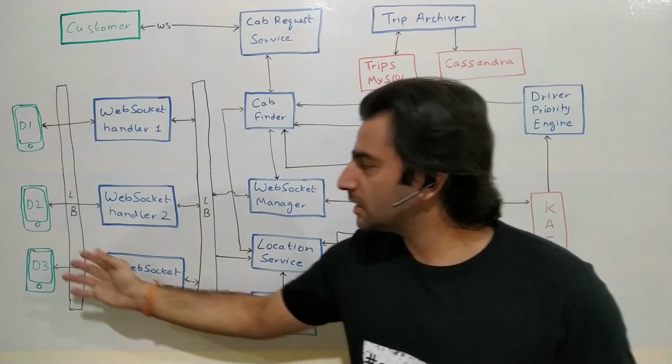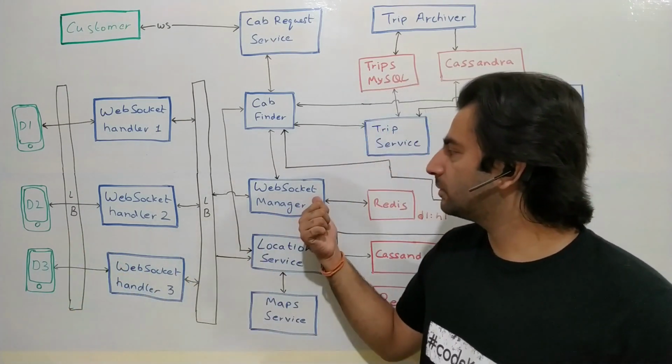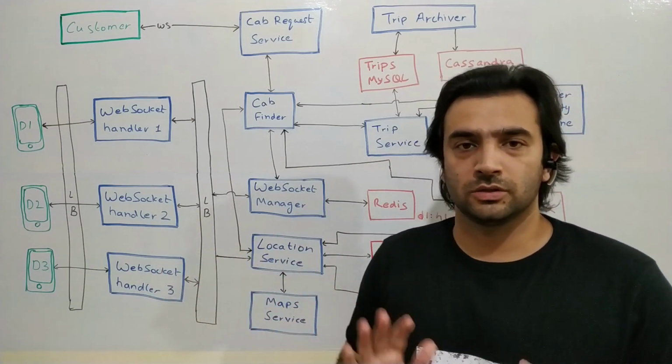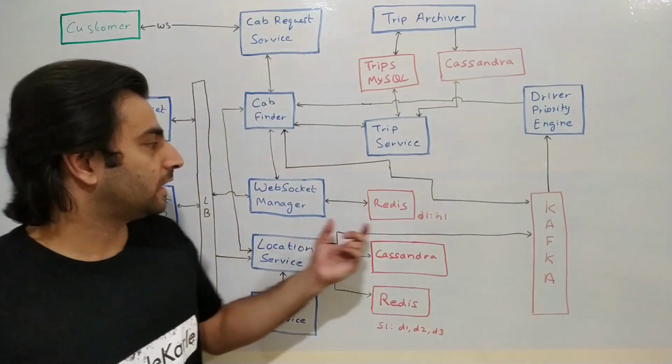Okay. Now let's say this connection got broken and D3 is offline right now. Again, this handler will inform the manager that D3 is now offline. Do not reach out to me for any communication for D3. Okay. Now this manager sits on top of a Redis cluster.